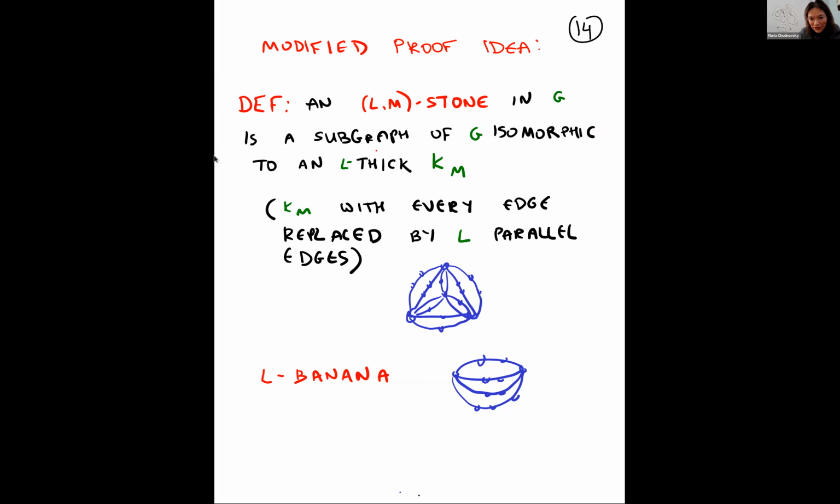So here's a picture. It's always better with pictures. So for example, this is a K2-4 stone. So it's a K4, and then I replaced every edge by 2 parallel edges, and then I subdivided. And what we so far mostly focused on is that LM stones are built from L bananas. So an L banana is 2 vertices and L pairwise disjoint paths between them. Right? So between every 2 vertices in an LM stone, you have an L banana.